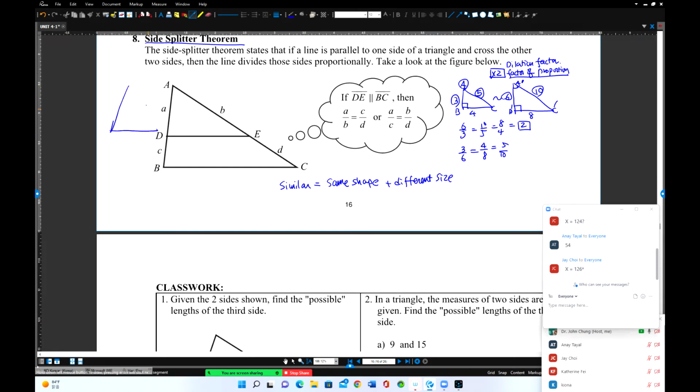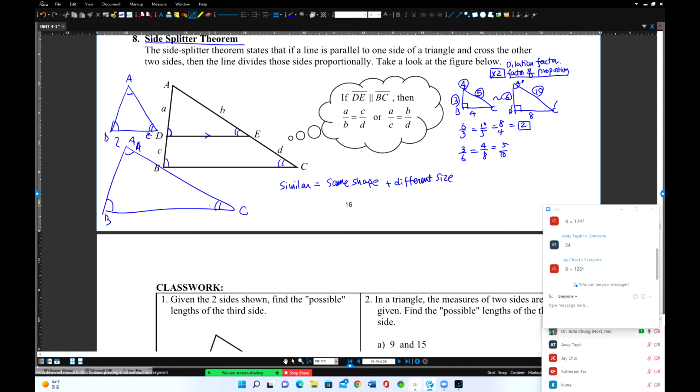ADE looks like this one. This is ADE, and the large one is ABC. They are similar, right? Because the angles don't change. It's the same shape. They are similar. This is angle A, angle A is equal. This angle is equal because they are parallel; this angle and the other side angle are corresponding angles, so they are equal. This also, corresponding angles, they are equal.